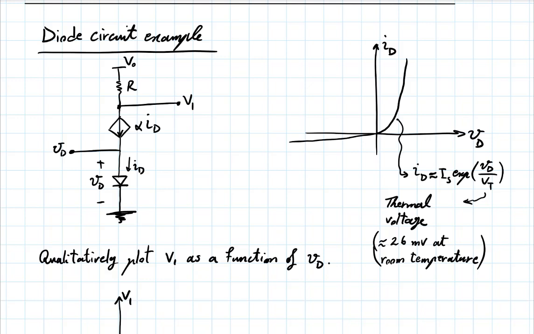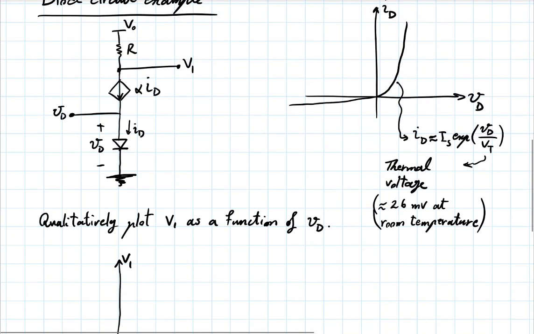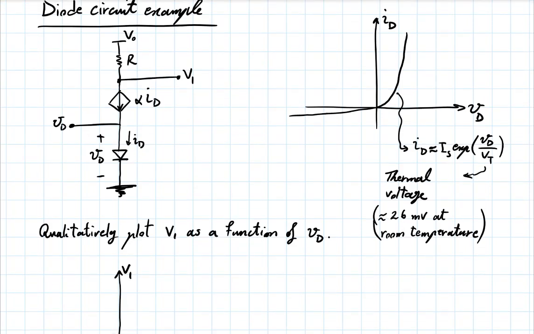All you're trying to do is to consider different values of VD on this axis. Could be some negative values, some value around 0, a little higher, a little more positive. And for each such value, think about what V1 would be. And then plot a number of dots and then join the dots. That would be your V1 versus VD. Spend another minute or two on it.